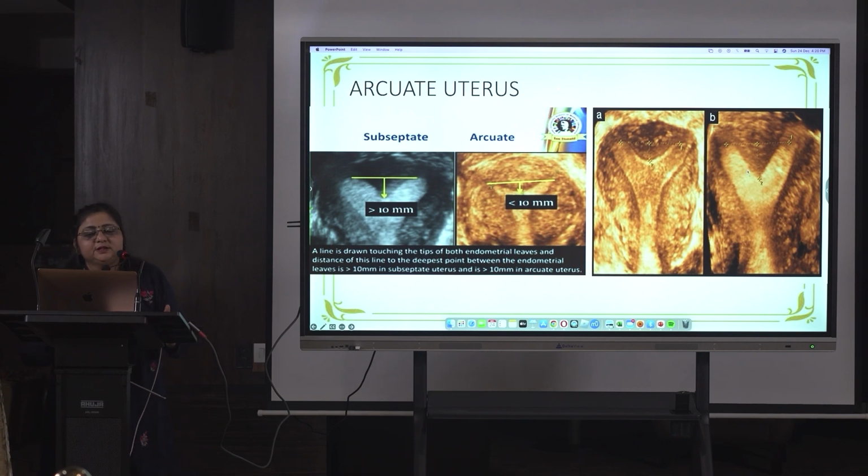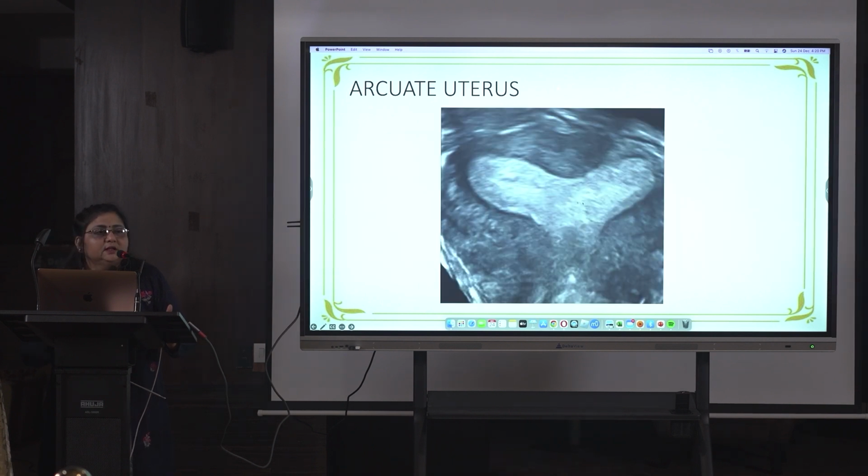So is this partial septate or a...? Partial. This is a partial septate uterus. So this is an arcuate uterus as we do a 3D ultrasound here.